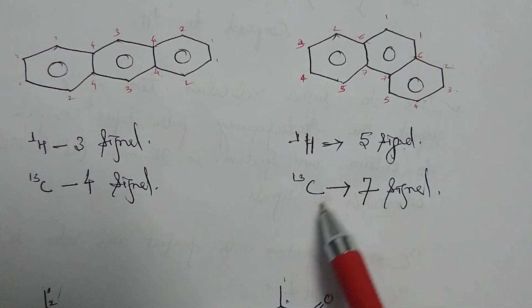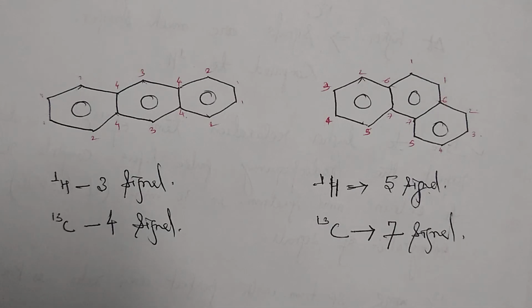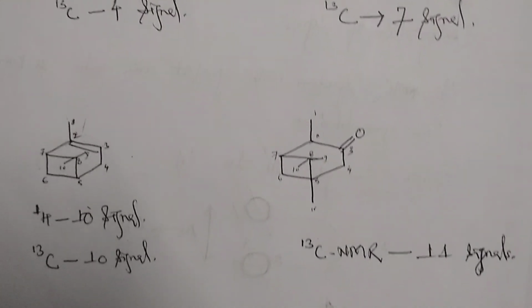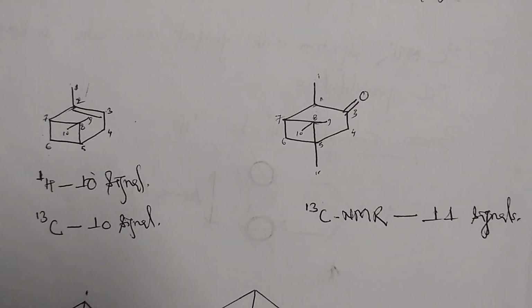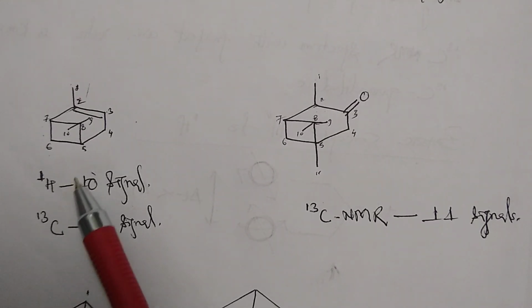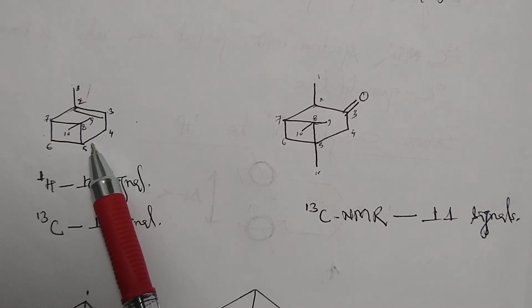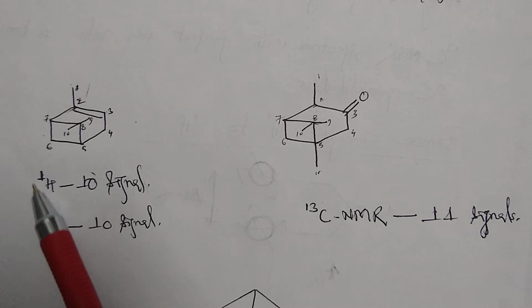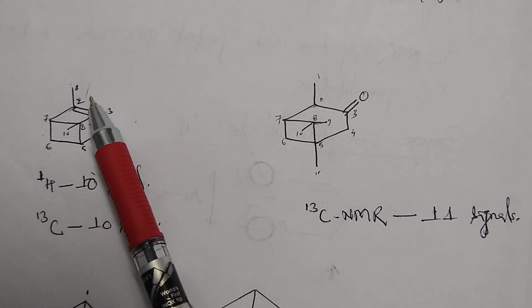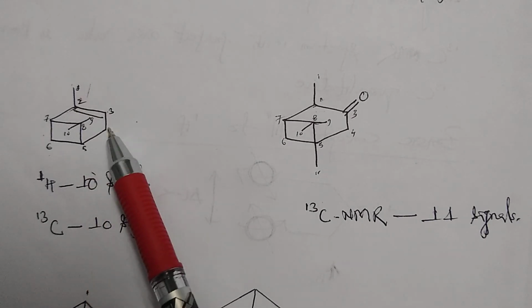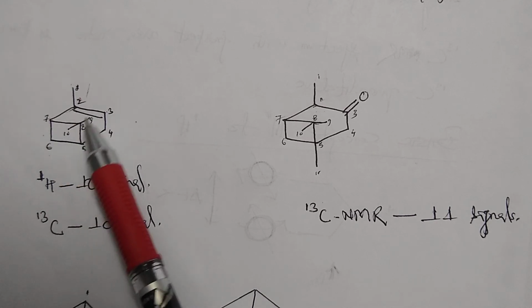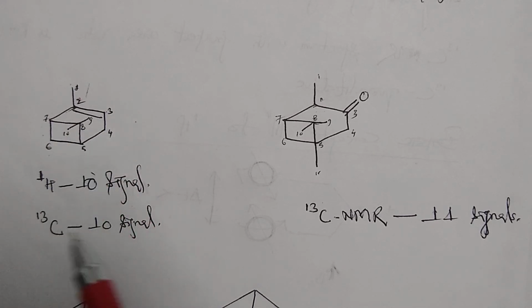We'll get 7 signals for 13C. Moving towards another example, we will see this molecule which we have already seen in the proton NMR spectrum. For this molecule, it will have 10 signals in the proton NMR, but in case of 13C we will get 1, 2, 3, 4, 5, 6, 7, 8, 9, 10. So we'll get 10 signals in 13C.